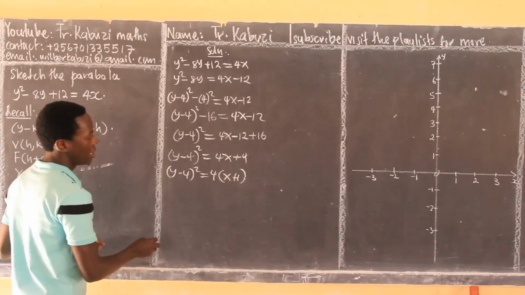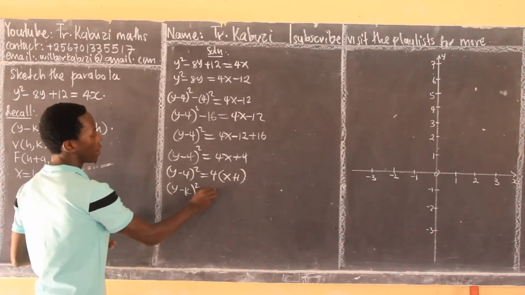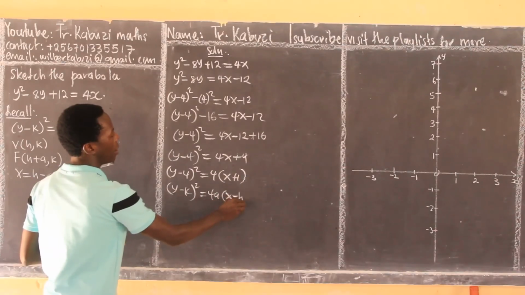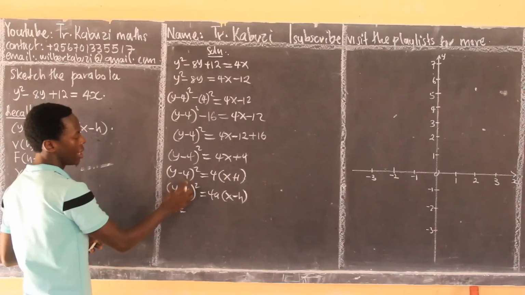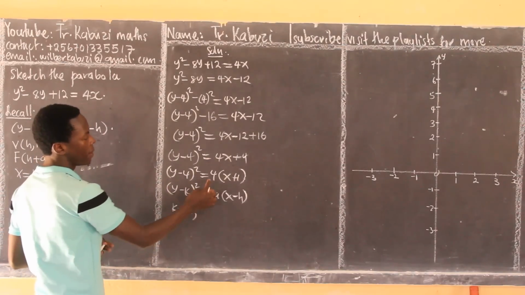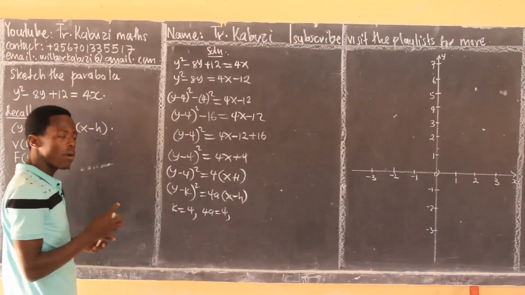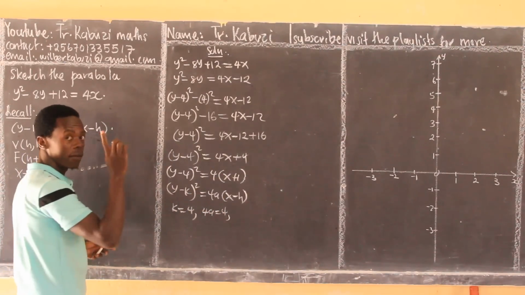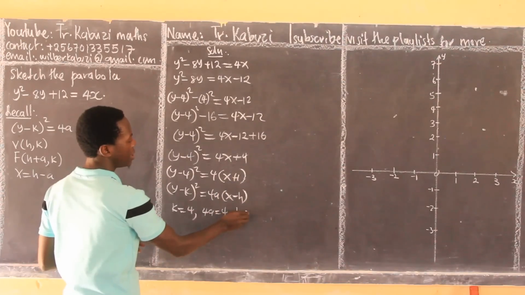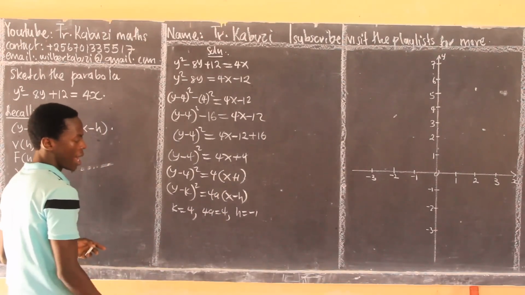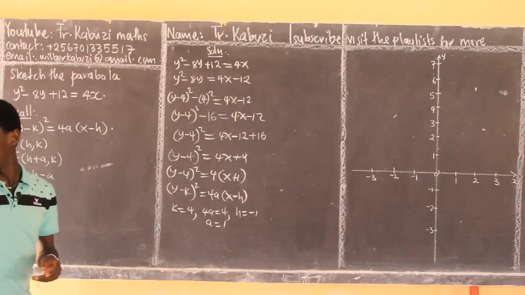Now if I compare with this, I'm going to have y minus k. If you compare, you see that our k is 4. Then from here, if you compare, our 4a is 4. We only compare after making sure that the coefficient of x is 1 by factorizing out. When you compare there, our h is negative 1. And from here, my a is 1, like that.